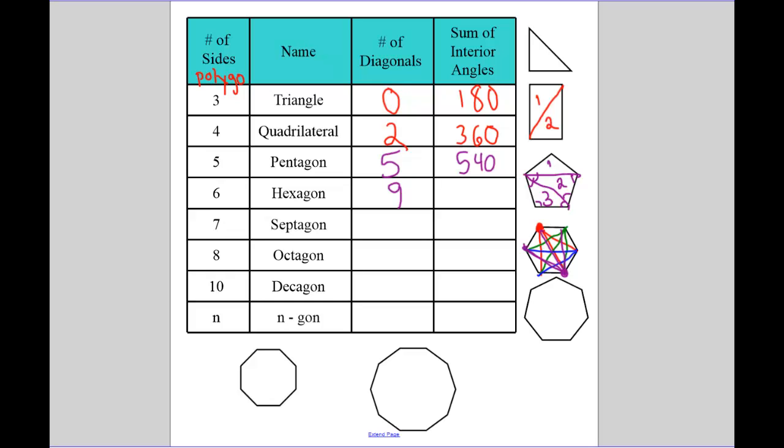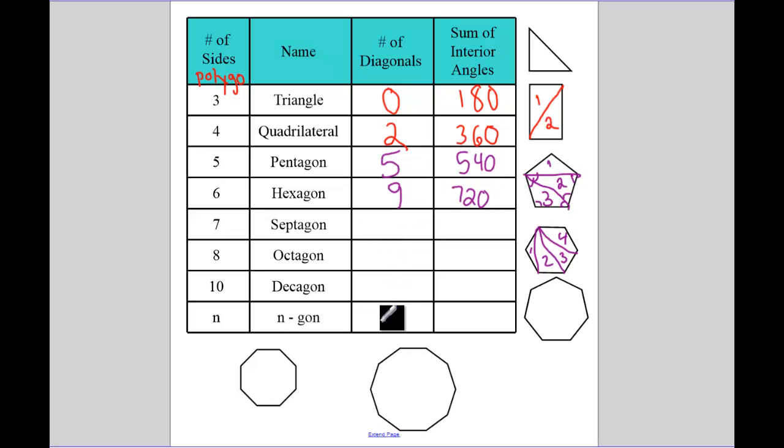And now let's look at the sum of the interior angles. Okay, so let's look at this. When I draw in our triangles, so I have drawn segments, I have 1, 2, 3, 4 triangles. 4 times 180 is equal to 720.